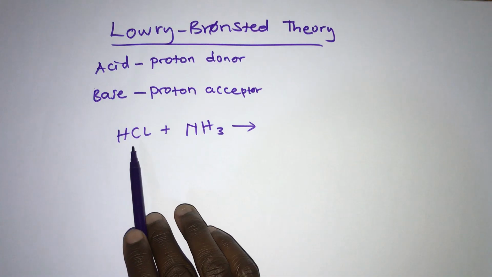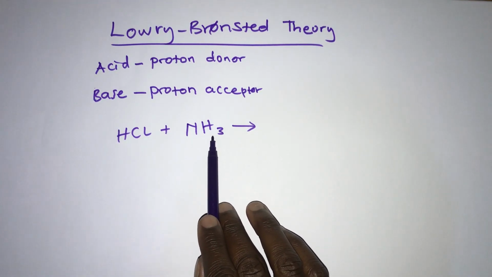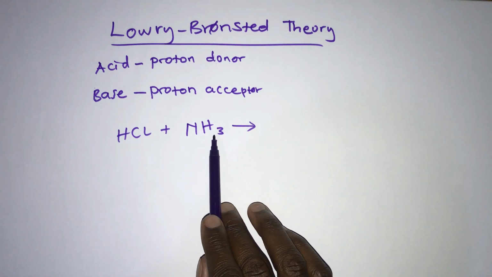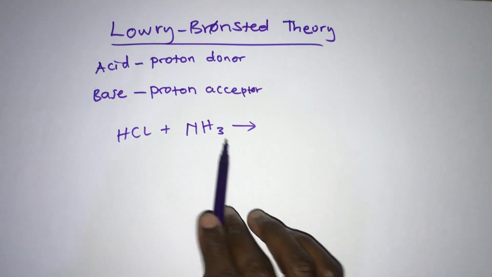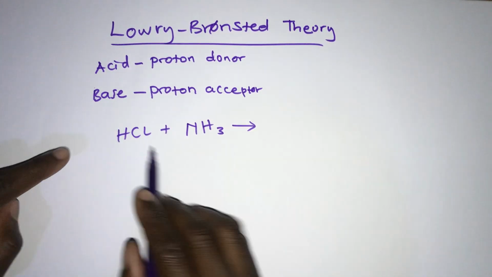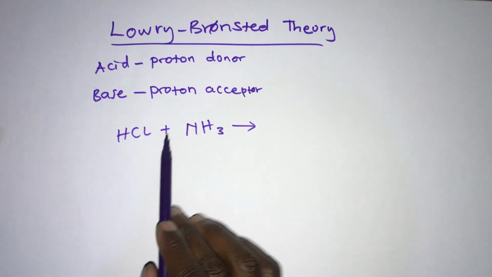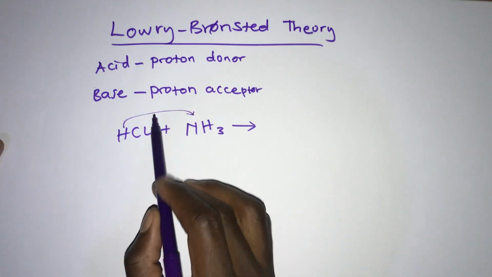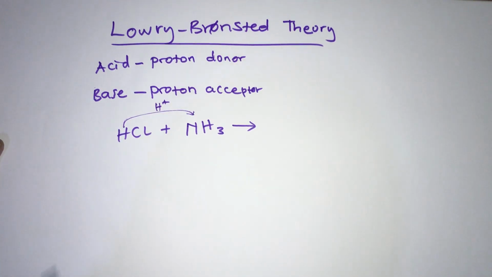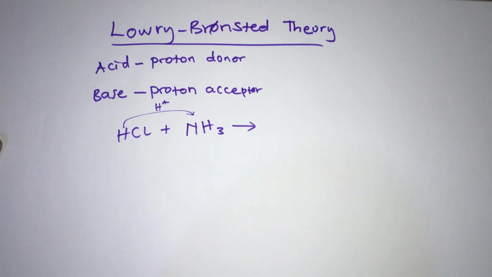Let's check now. HCl is an acid. NH3, ammonia, is a base. So now an acid reacting with the base, we are going to have this hydrogen. Since HCl is an acid, and an acid is a proton donor, it means that this one is going to give the hydrogen away. It means that NH3 is going to accept that hydrogen, so that's why we call it a proton acceptor.